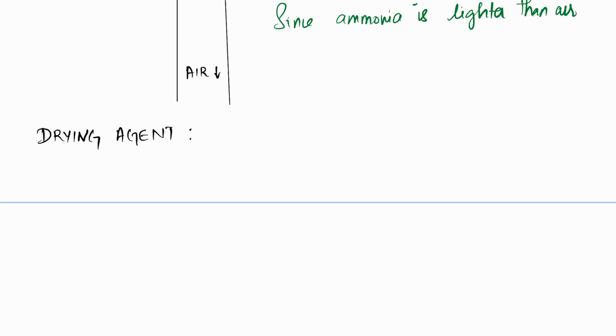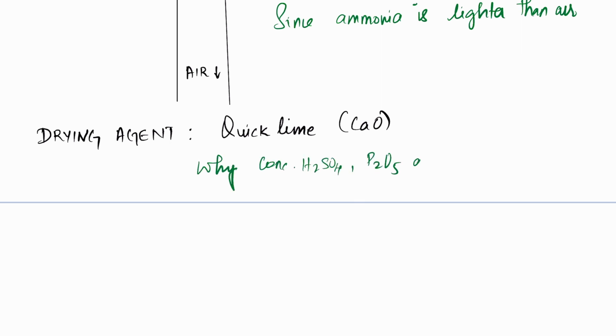The drying agent used here is quicklime. The drying agents which are not used are concentrated sulfuric acid, phosphorus pentoxide and fused calcium chloride. The reason is that they react with ammonia.